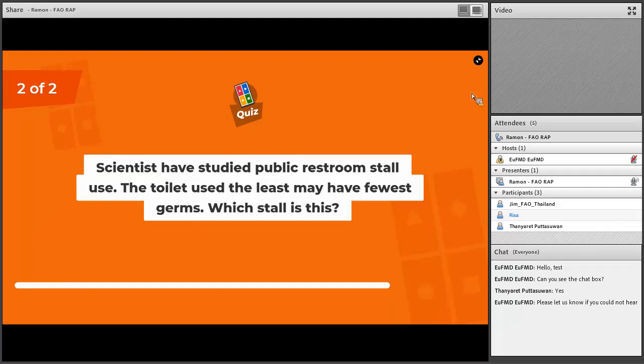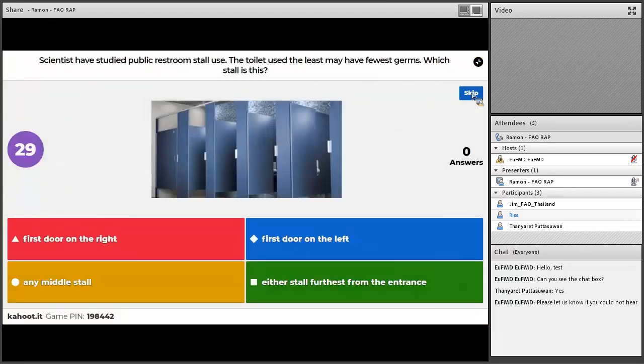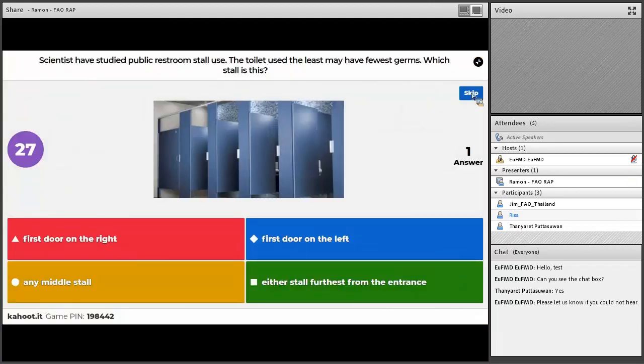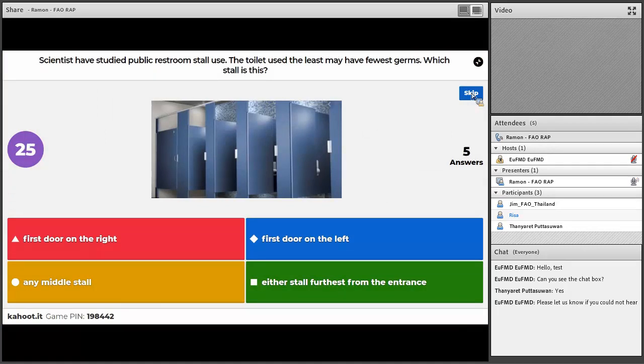Scientists have studied public restroom stall use. The toilet used the least may have the fewest bacteria or germs. So which stall is this? First door on the right, first door on the left, any middle stall, or either stall furthest from the entrance.